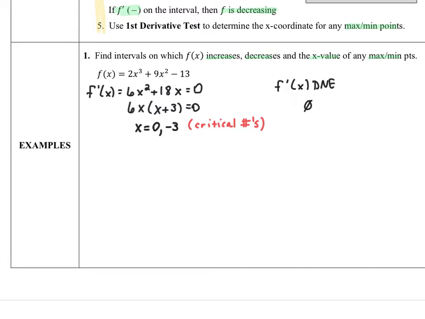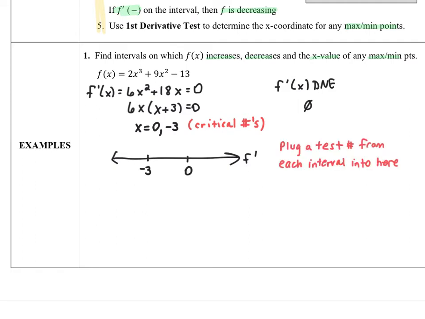My next step was to make a sign chart and put these critical numbers on the sign chart. And my sign chart is going to be for f prime, because it's f prime's sign, whether it's positive or negative, that's going to answer these questions for me. Make sure when you put these critical numbers on your sign chart, it's a number line, so make sure they go in the right order. So the -3 is going to go first and then the 0. Notice how placing these 2 critical numbers on this number line divides this into 3 distinct intervals. So from -infinity to -3, then from -3 to 0, and then from 0 to infinity.